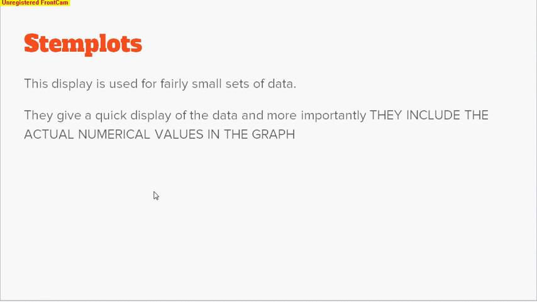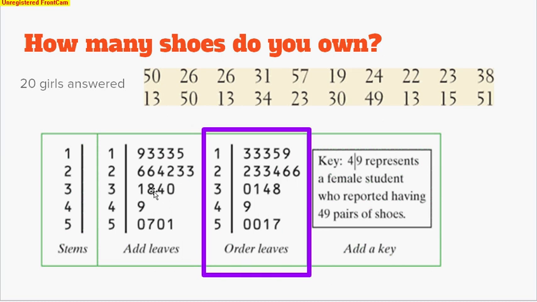All right, another way to display quantitative data is with what we call a stem plot. This display is used for fairly small sets of data. They give a quick display of the data, and more importantly, they include the actual numerical values. This is really important.